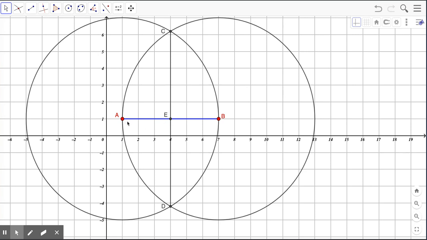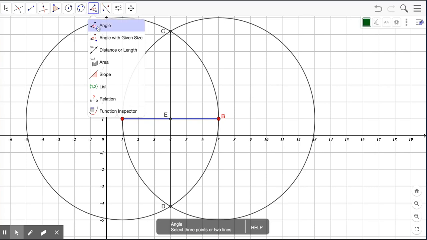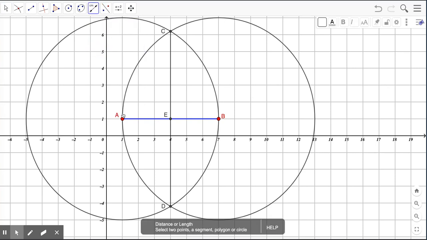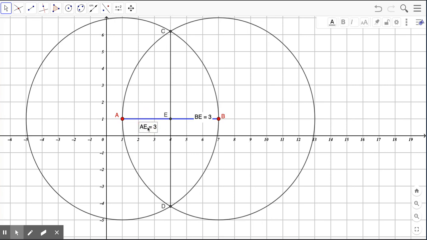that means that the distance from A to E should be the same as the distance from B to E. So let's measure them. So here's our measuring toolbar. We want to measure distance. I'll click A and then E, and it told me that AE is a distance of 3. And then I'll click B and then E, and it told me that BE is a distance of 3. So we know that this is a midpoint because it cut the segment into two equal-sized smaller segments, each with a measure of 3.